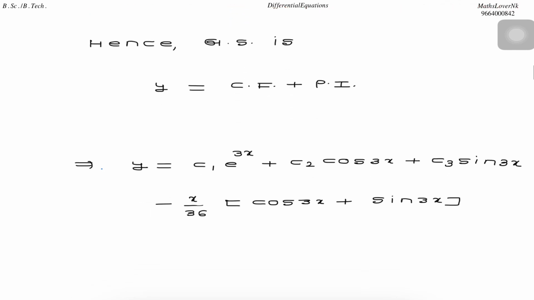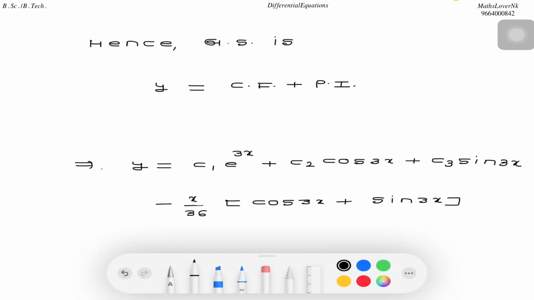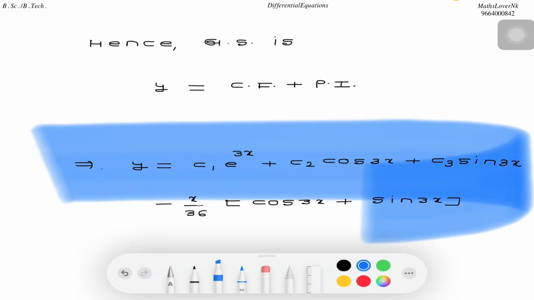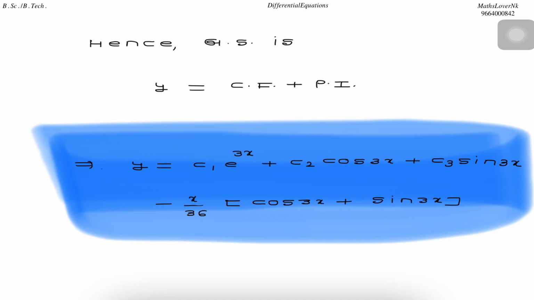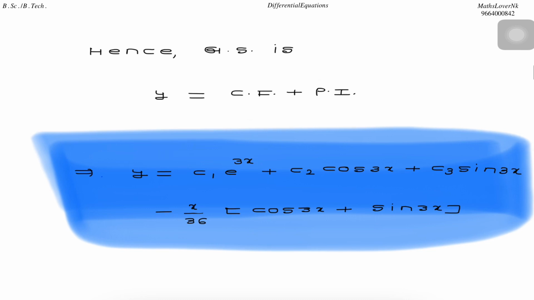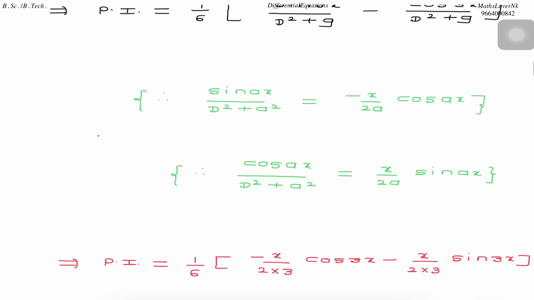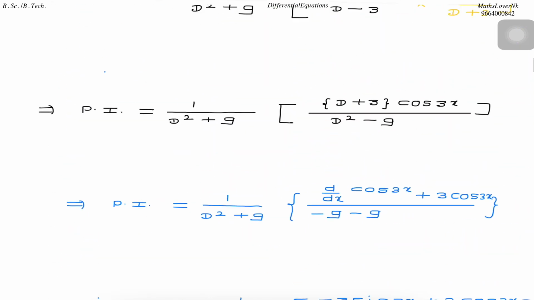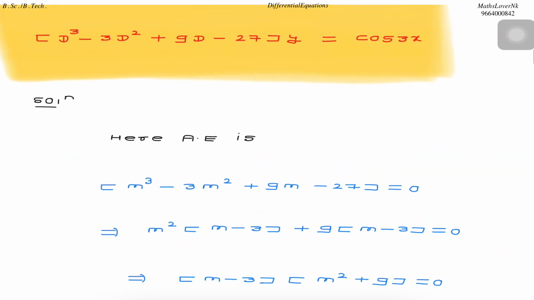I think you understand how we can solve the given question using algebraic identities and the function of the algebra. y is equal to C1 e to the power 3x plus C2 cos 3x plus C3 sin 3x minus x upon 36 times cos 3x plus sin 3x. It's our final solution. I think you understand how we can solve the given question using algebraic identities, trigonometric formulas and the auxiliary equation.